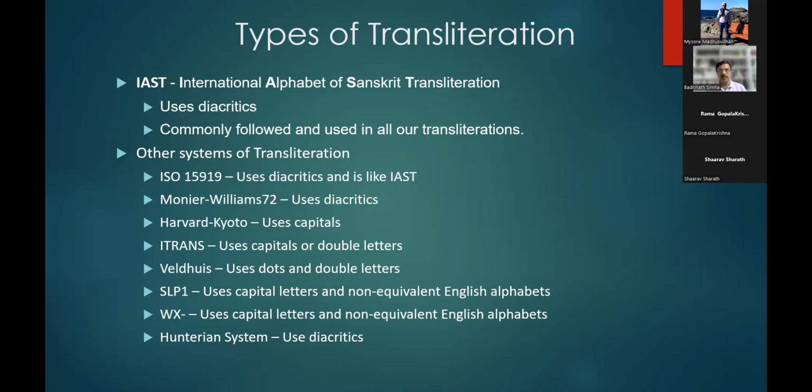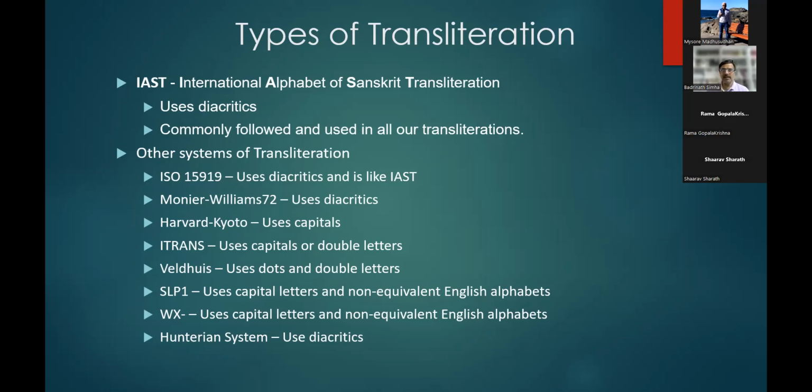What does this particular method of transliteration do? It will use English alphabets in place of Sanskrita alphabets and use certain additional marks to indicate how exactly we have to read those English letters, so that we get a similar sound to what would have come if you had used the Sanskrita alphabets directly. This is the most commonly used method of transliteration, and we are going to use this method in all the transliteration that we normally teach.